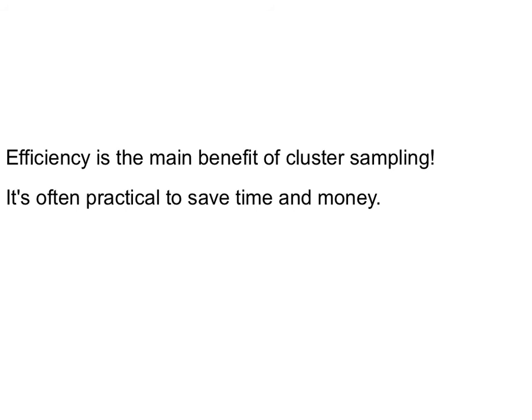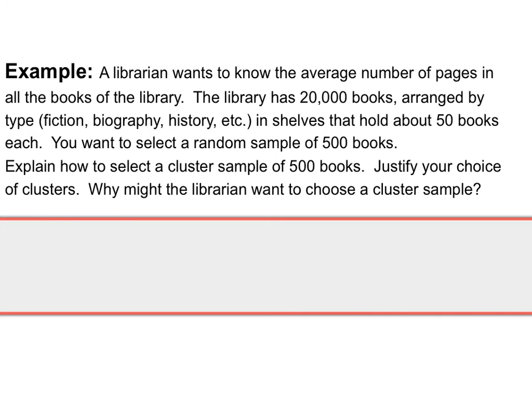Okay, so let's look at the library example now. Again, the librarian wants to know the average number of pages in all the books of the library. Recall that the library is 20,000 books, arranged by type on shelves that hold 50 books each. And you need to select a random sample of 500 books. Explain how to select a cluster sample, and it needs to be 500 books. You're going to justify your choice of clusters and why the librarian might want to choose a cluster sample.